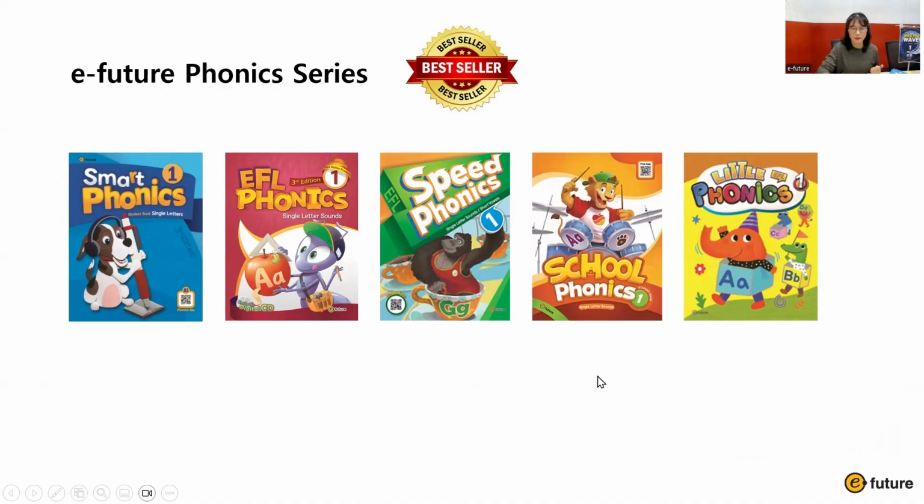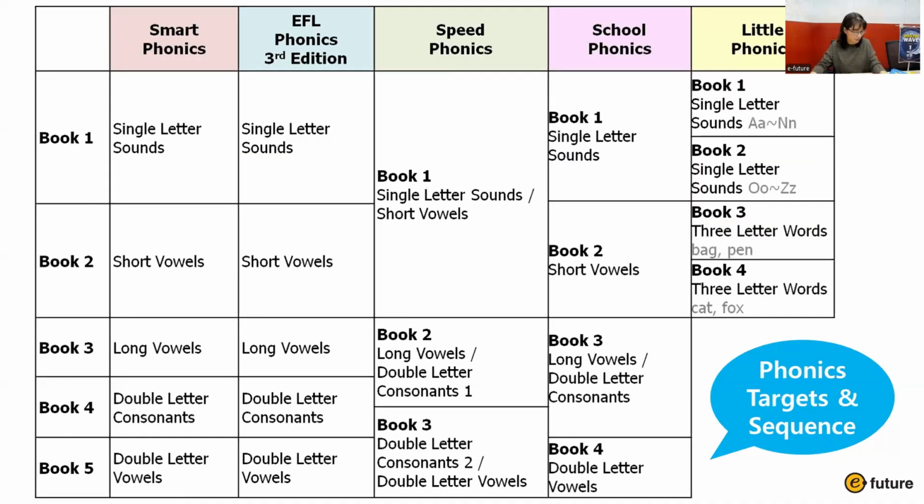Let's compare the targets. Here we have Smart Phonics and EFL Phonics. There are 5 books for each, and the phonics targets are the same. Book 1, single letter. Book 2, short vowels. Book 3, long vowels. Book 4, double letter. And Book 5, double letter vowels. So they are the same.